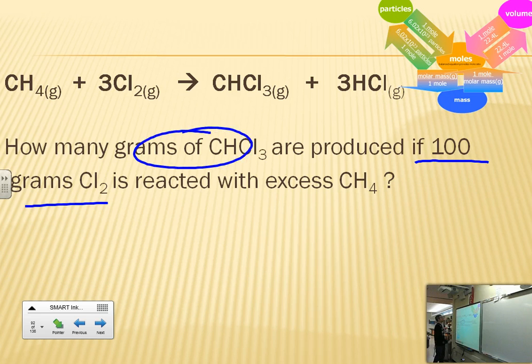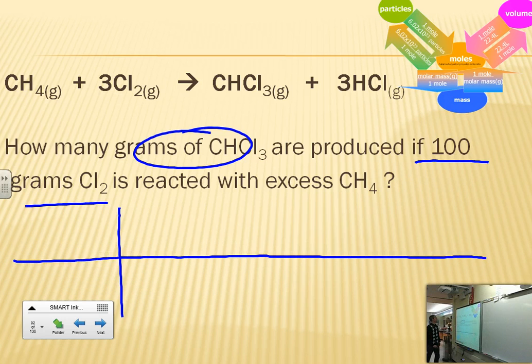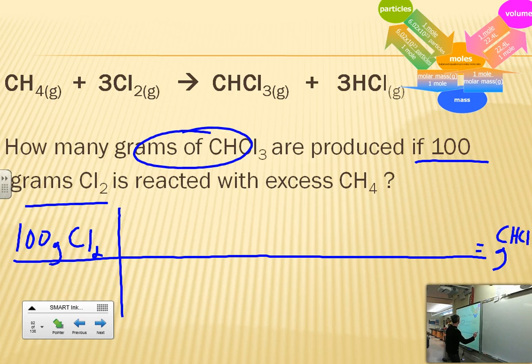how many grams of CHCl3, chloroform. Okay? So again, always start with the given on the left, which is my 100 grams of Cl2. What I'm trying to figure out here at the end is grams CHCl3. Okay? Where am I on my roadmap? I'm here in mass, right? And it looks like I'm just going mass to mass.